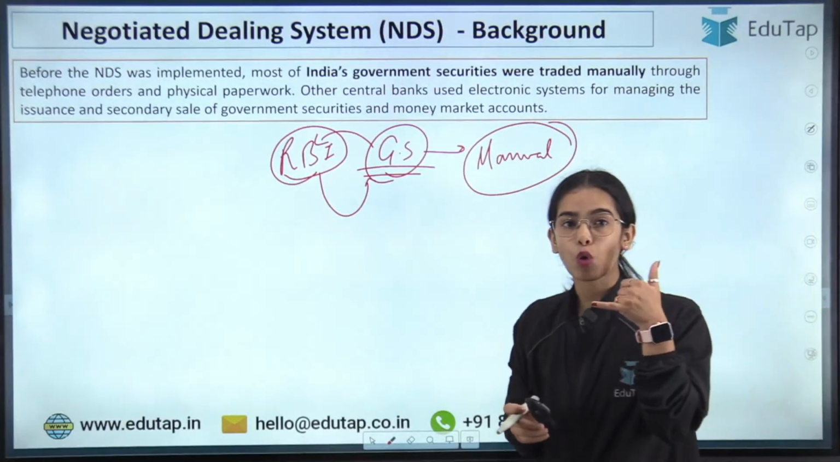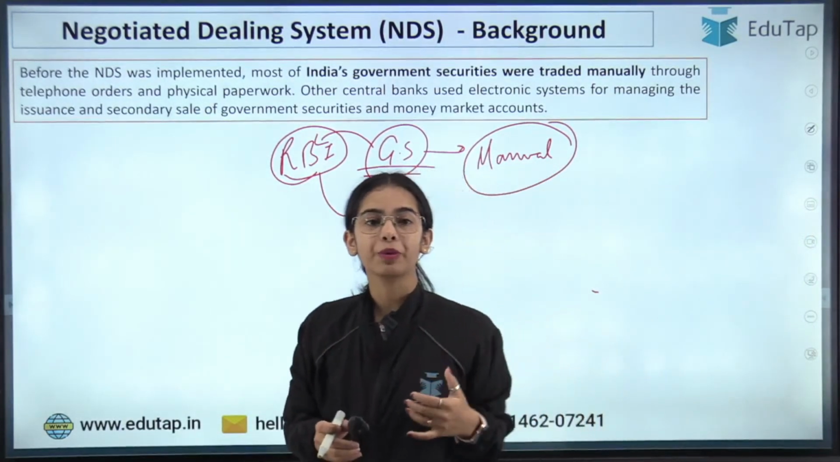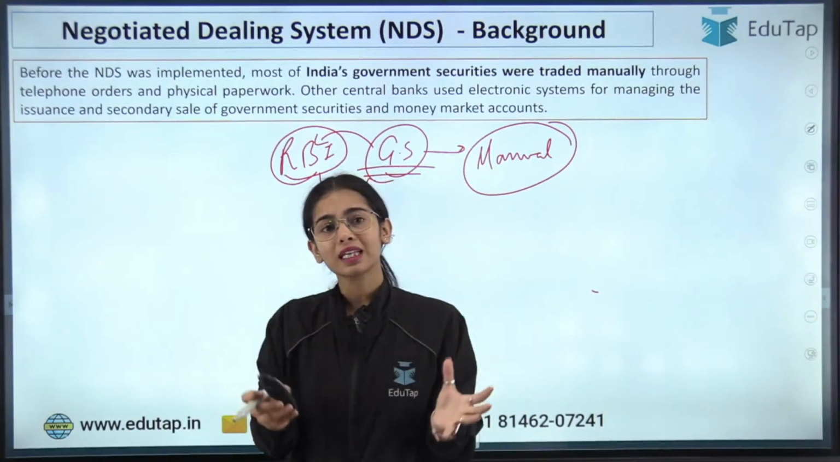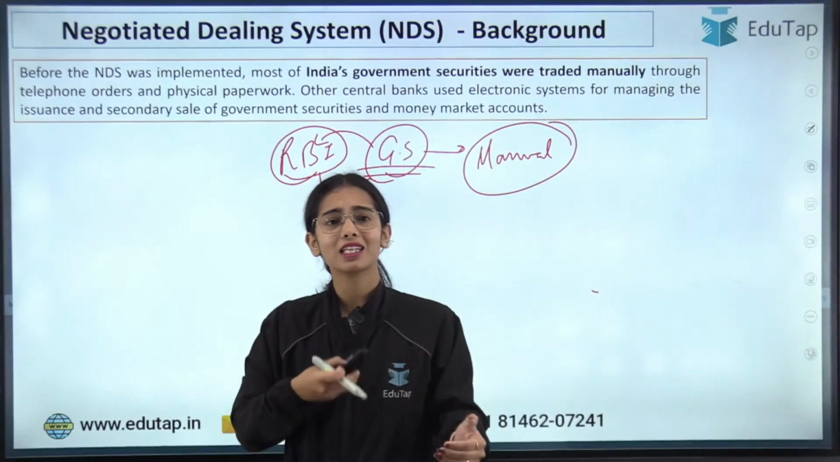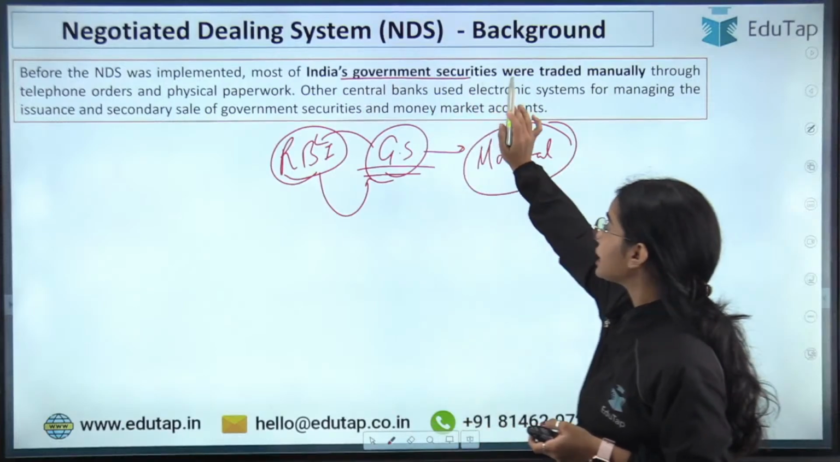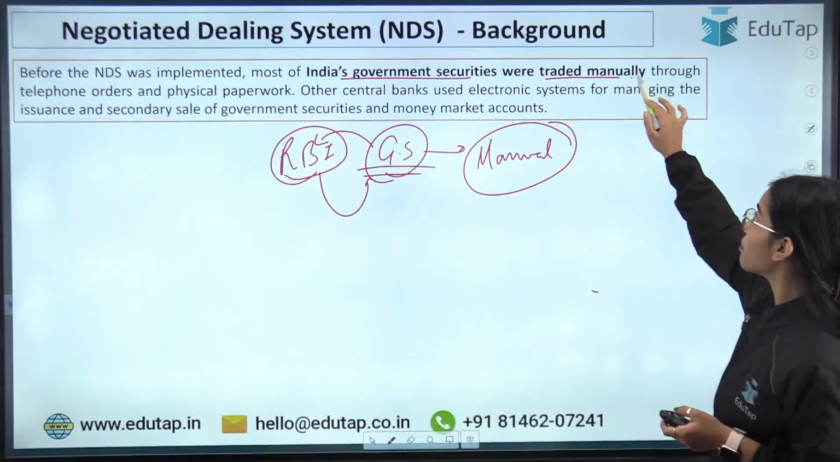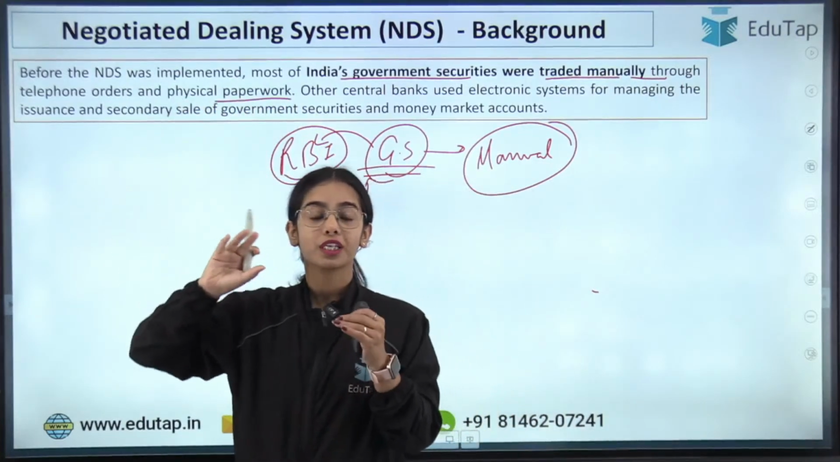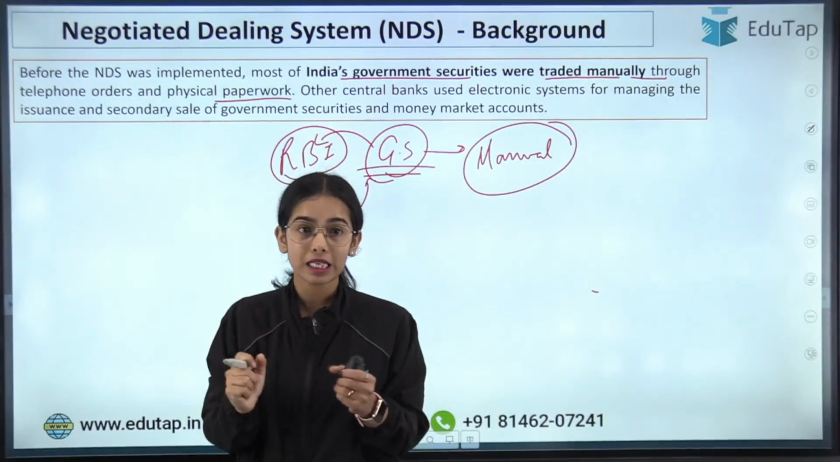The banks used to call the RBI or the RBI department, and the banks used to give the orders. So you can understand that it was a very hectic process and there were chances of having mistakes. Okay, so India's government securities were traded manually through telephone orders and physical paperwork. So there were many chances of making mistakes.